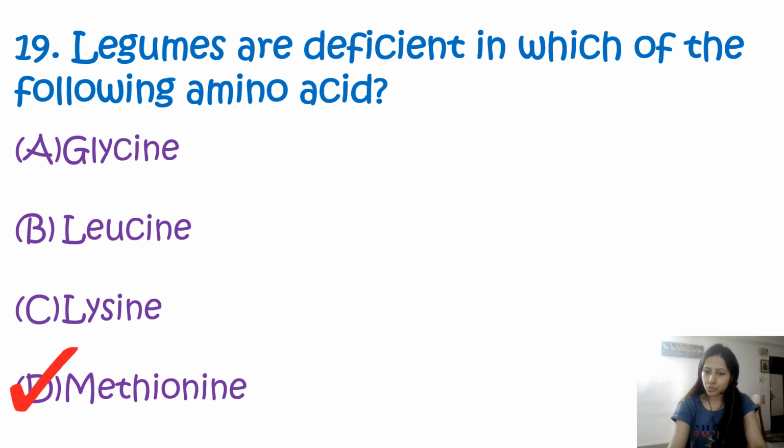Why? Because it is rich in methionine but deficient in lysine. That is why it can provide a complementary balance with the essential amino acids in our diet. That is why with legumes, grains are taken.